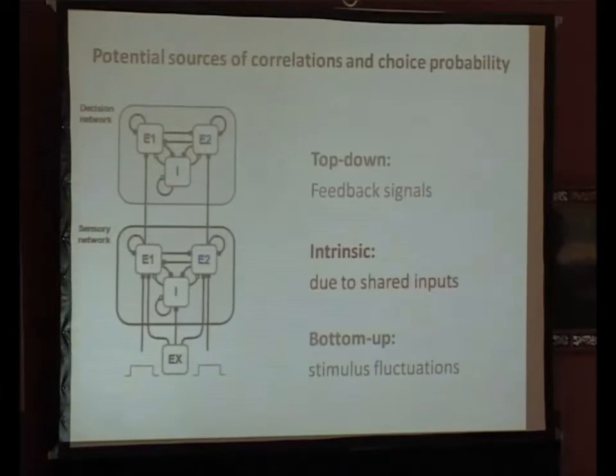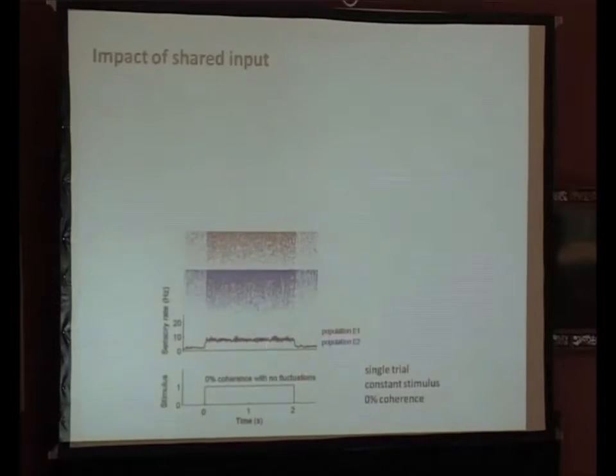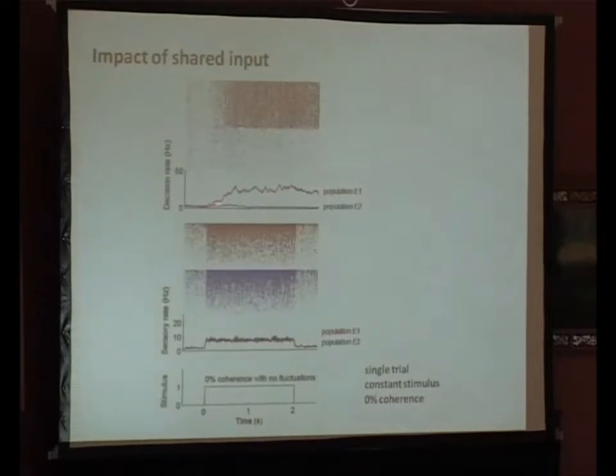So I start with looking at the impact of the intrinsic fluctuations, and to exclusively focus on that, we use a constant stimulus as an input. So there's no fluctuations in the stimulus, and there's no top-down signals. If you run a simulation of this network, then when the stimulus comes on, we get an increase in activity in the two sensory populations. The inputs are the same for both, so the firing rate is also very similar in these two. And in the decision circuit, we see that slowly there's a decision being made. Okay. So now if we repeat many of those trials, we can calculate choice probabilities, and we can calculate correlations.